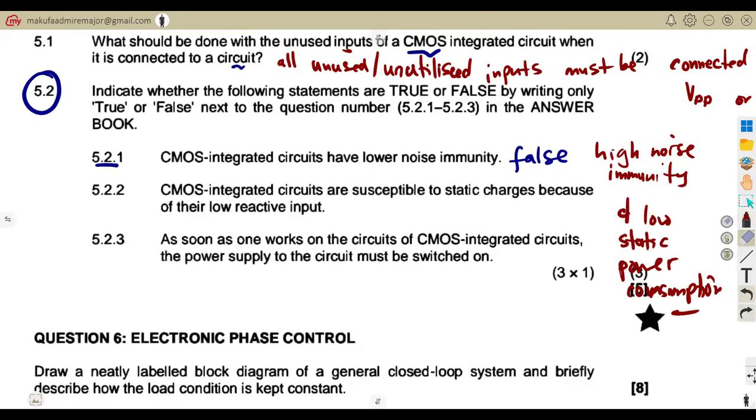All right, then on 5.22, they're saying these CMOS integrated circuits are susceptible to static charges. Why are they considered like that? Now they are saying it is because of their low reactive input. Is it because of that? No, it is as a result of leakage current. So this is actually false. It is as a result of the leakage current.